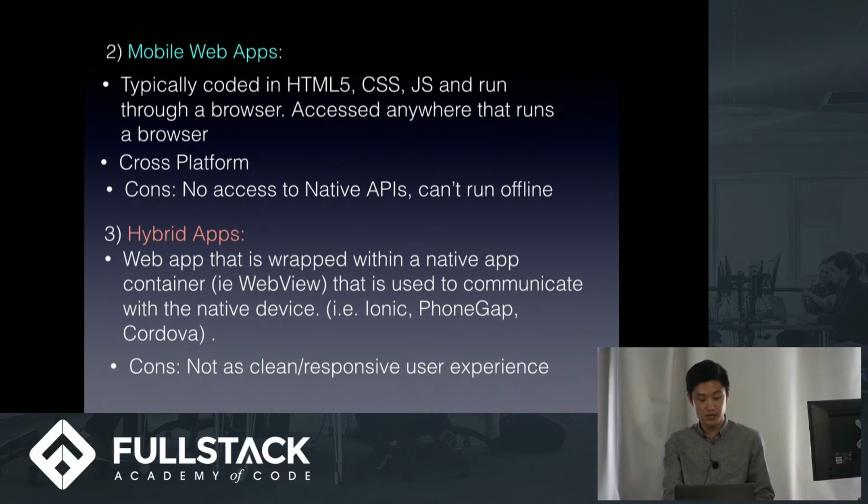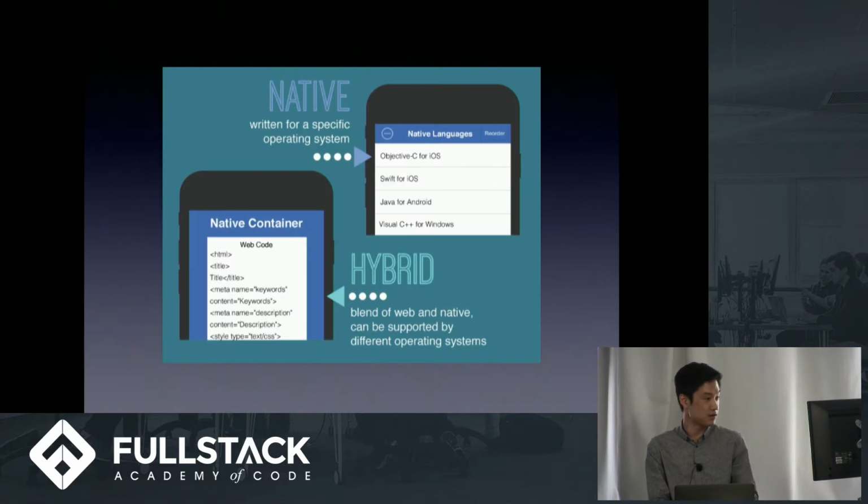And the last type is a hybrid app. It's a web app that is sort of wrapped within a native app container. And that container is used to communicate with the native device. Some of the new technologies that came out recently are Ionic, PhoneGap, and Cordova. However, the problem with these is that it's not as clean and responsive as you want it to be for a native app.